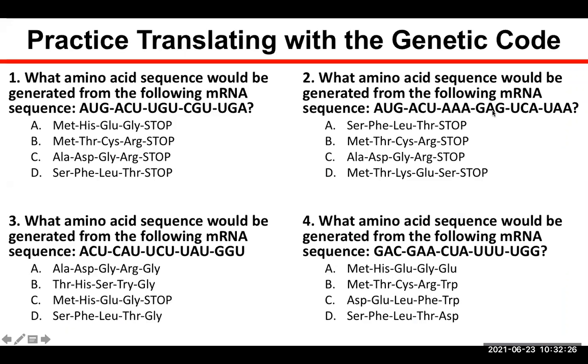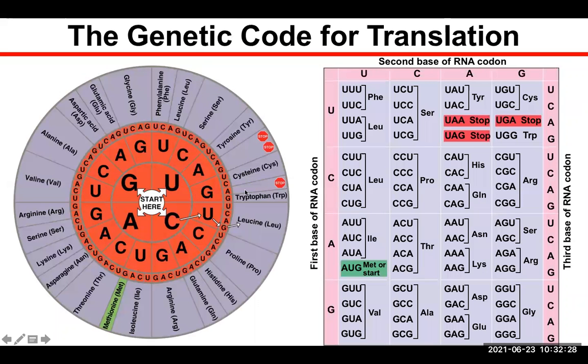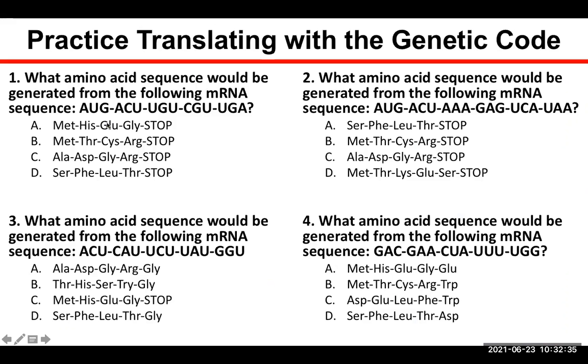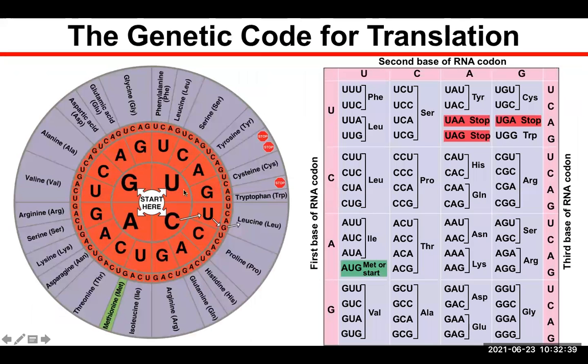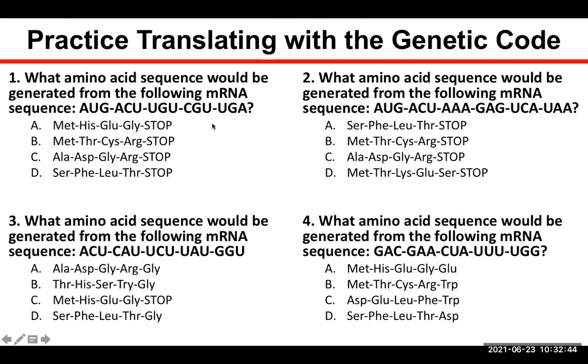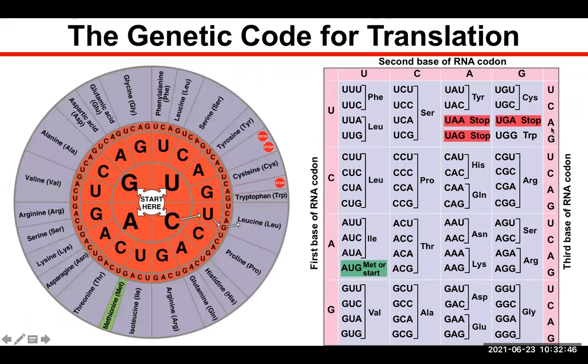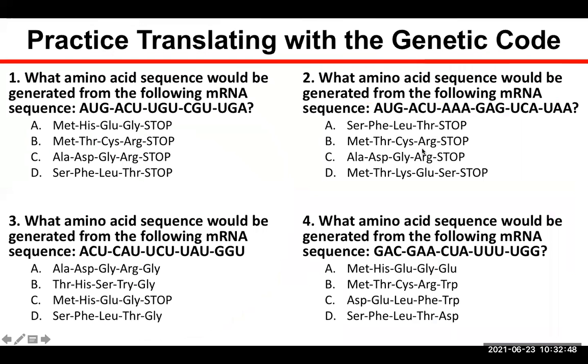lysine, GAG, so glutamic acid, UCA, serine, and then this last one is going to encode for the stop codon. So I'm hoping that that makes sense. If you guys need some more clarification, office hours or after class, but they're for the most part pretty straightforward.